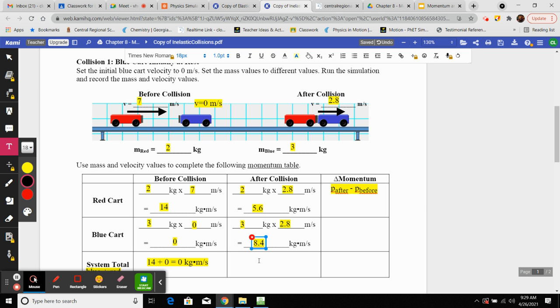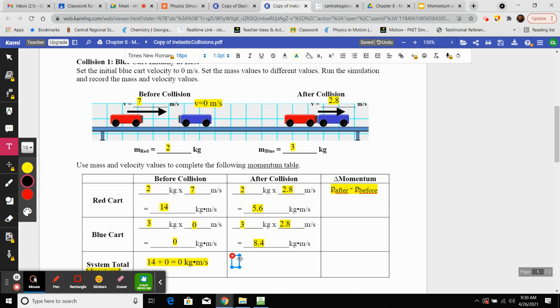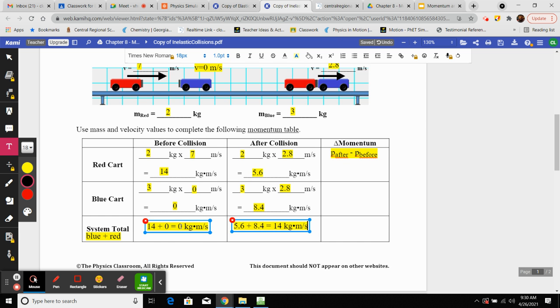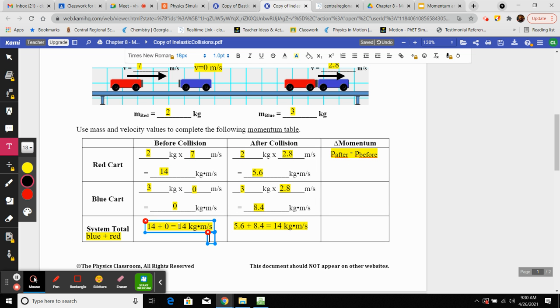So then 5.6 plus 8.4. So what? Tell me what I'm doing. 5.6 plus 8.4. Good. What does that equal? 14 kilogram meters per second. Oh, somebody should have told me I made an error here. 14 plus 0 I put as 0. It's 14. Yeah, it's 14. So again, what we're seeing is that the momentum before the collision is equal to the momentum after the collision. How is that possible?